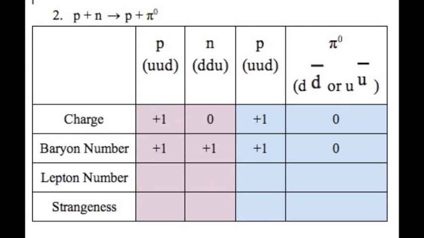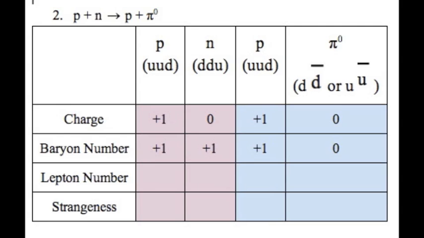Now let's look at the baryon number. The proton and neutron are made up of 3 quarks, and so 1/3 plus 1/3 plus 1/3 equals 1. And so each of them has a baryon number of 1. Then for pi, it's made up of 1 quark and 1 antiquark. Antiquarks have a baryon number of -1/3.